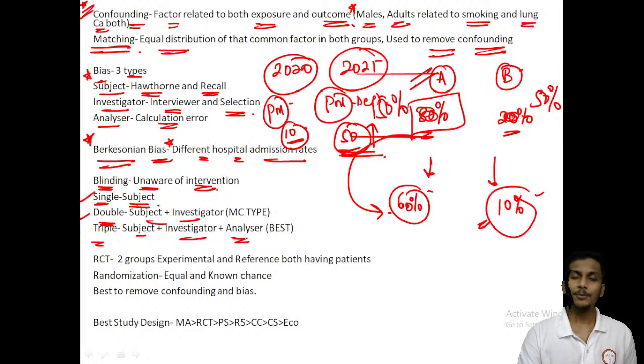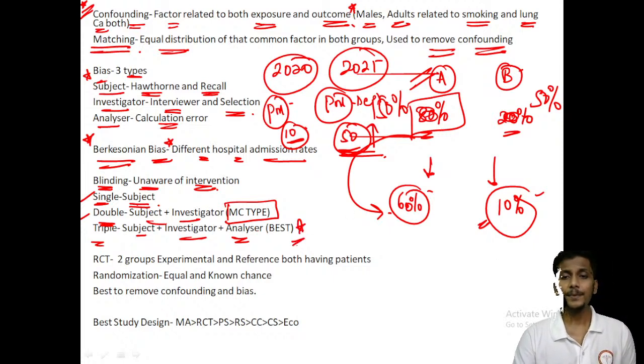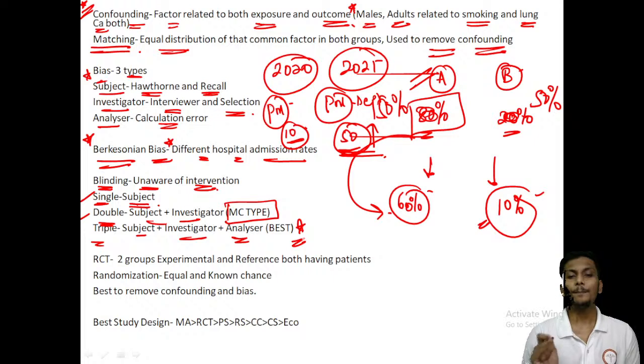The most common type of blinding used is, so please remember, the most common type of blinding used is double blinding. But the best type of blinding is triple blinding. Remember, a question was asked on blinding. Most common type of blinding used is double blinding, whereas the best type of blinding used is triple blinding.